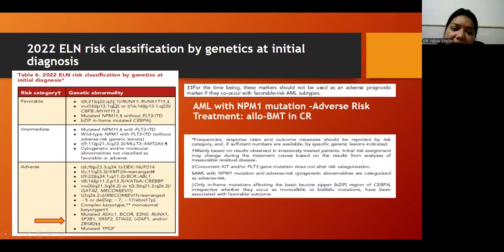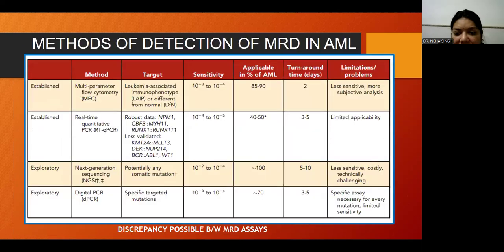For the good risk category, now you know that this category is the safest, but no, it's not like that. AML, apart from all these changes, is very heterogeneous. So you should rely more on the MRD results as suggested by the ELN recommendations, that you treat the patients and the initial risk assessment will change during the treatment course based on the results of analysis of MRD. So MRD assessment in good risk patients becomes very important. The others are anyway going to behave badly and they will require allo-BMT in CR.